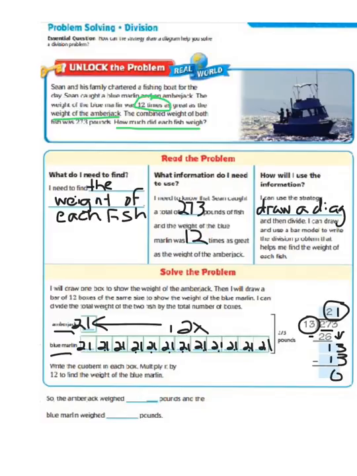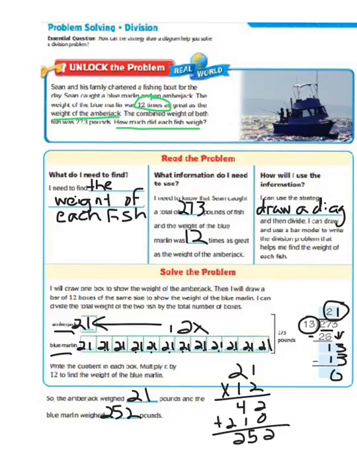And then it says, so the amberjack itself weighed 21 pounds and the blue marlin weighed, so we can take our 21 pounds times 12. 1 times 2 is 2, 2 times 2 is 4. Bring down our magic 0, 1 times 1 is 1, 2 times 1 is 2. We add those together, and so the blue marlin weighed 252 pounds.